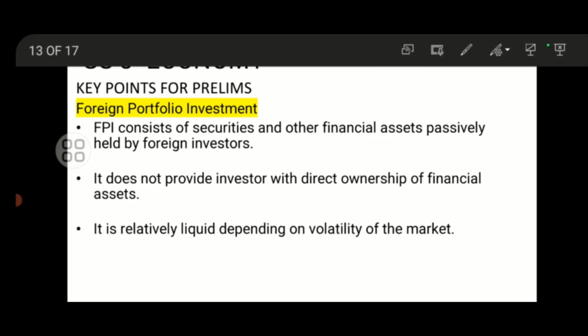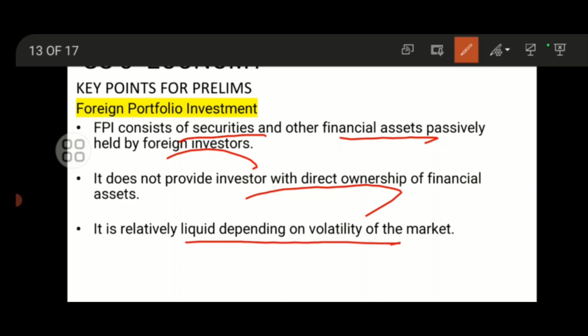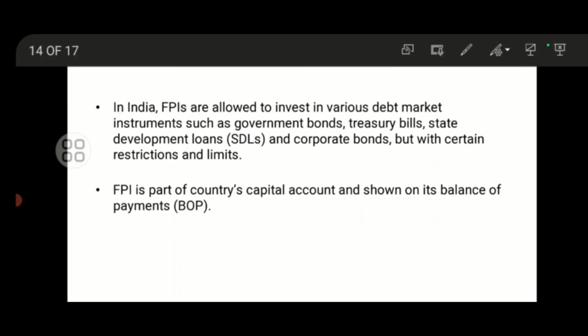Next, FPI pullout from Indian markets. This comes under GS3, economy. All you need is to know the basic facts about FPI. It consists of securities and other financial assets held by foreign investors. It does not provide the investor with direct ownership. It is relatively liquid depending on the volatility of the market. In India, FPIs are allowed to invest in various debt market instruments such as government bonds, T-bills and state development loans. FPI is a part of the country's capital account.